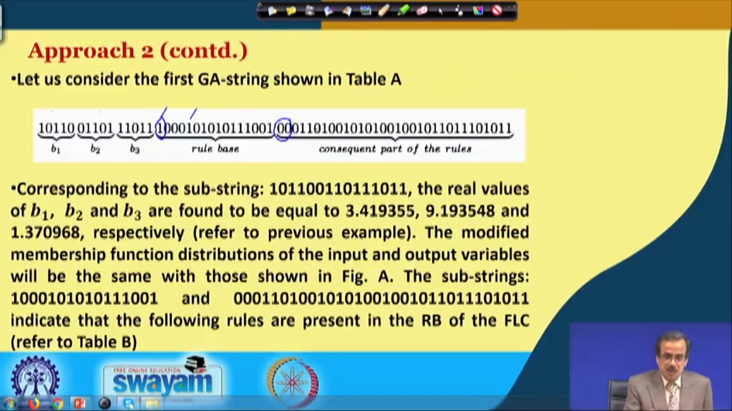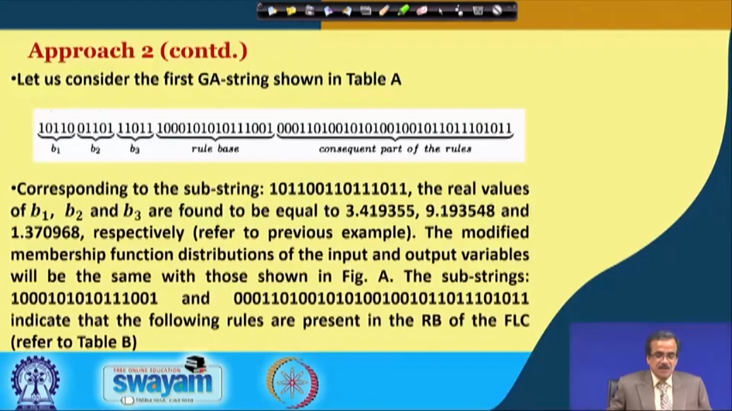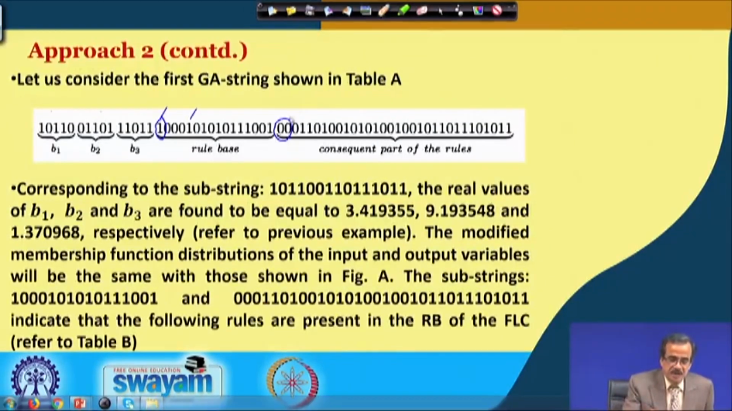Now, this is 0 0. If it is 0 0, this is nothing but the first option, that is the low. The first option is indicated by this 0 0. So, if the first rule is present, its output will be low.